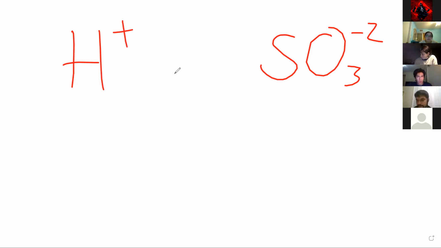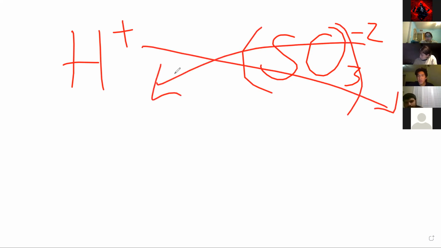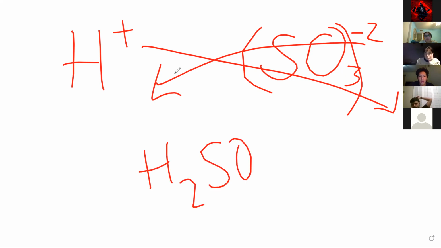Okay, so let's combine it. And like I said, think of this as parentheses. So now you can do your crisscross method. Once you know what you're doing, the whole math aspect of it, that's what I want you guys to know for sure. After you know that, then yeah, just trust doing the crisscross method. So this would become H2SO3. And this was sulfite.